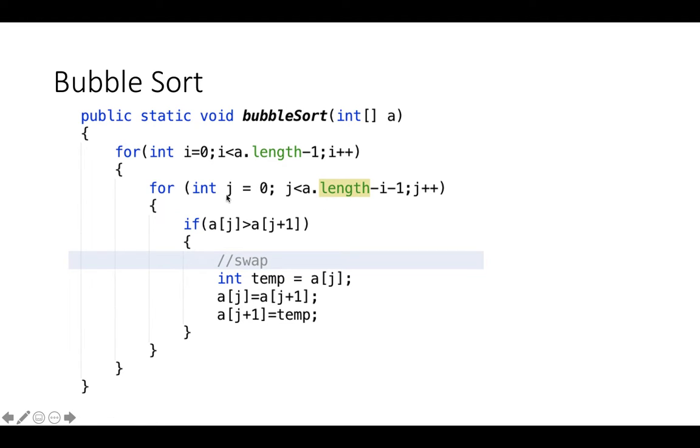we will make a scan for the complete array. But later on, we will decrease because we already placed one element at the end. So that's why we write minus i. Every iteration of the outer for loop will decrease this scan by 1. Inside this inner loop, we will compare a of j with a of j plus 1 to make sure whether they are in the correct order or not. If they are not in the correct order, we need to swap. We do the swap using a temporary variable.